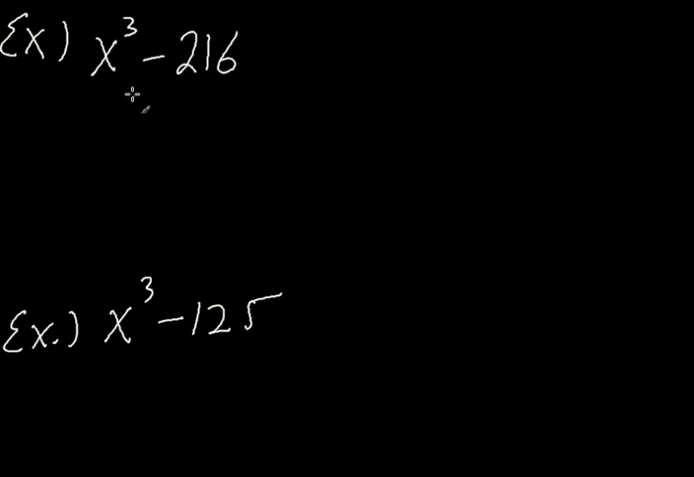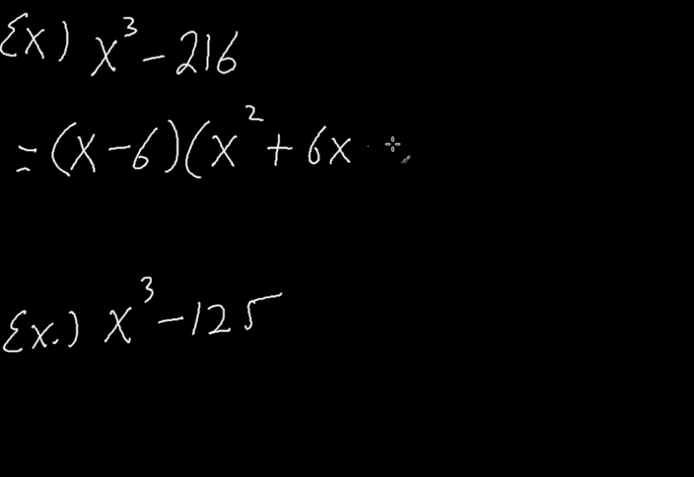Let's try this one, x cubed minus 216. Now, what do you see we could do? Well, is 216 a perfect square? Or it's not a perfect square, but is it a perfect cube? Yes, it is. It's 6 cubed. So we have x minus 6, x squared, opposite sign, 6x plus 36. And there we go.